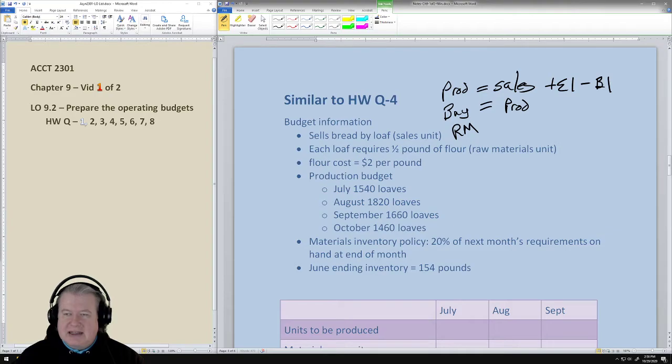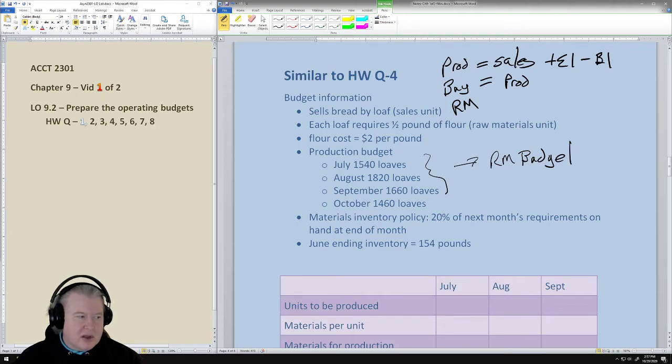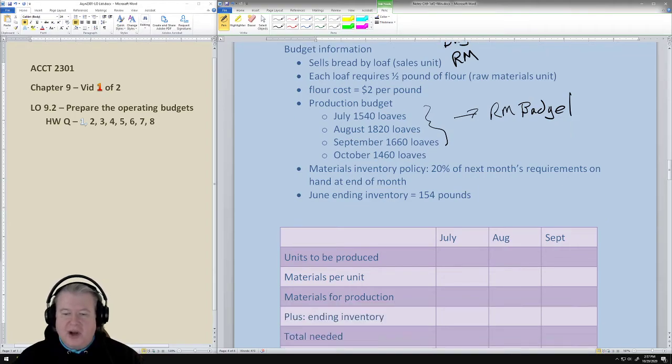So the way we go about calculating it is the same. There's only one little extra wrinkle to this. You have to translate the unit production budget, how many we are producing, into a raw material budget. And then you can do all of the fancy stuff. So let's take a look at how we're going to do that. Like I say, it's the same process, just one extra step.